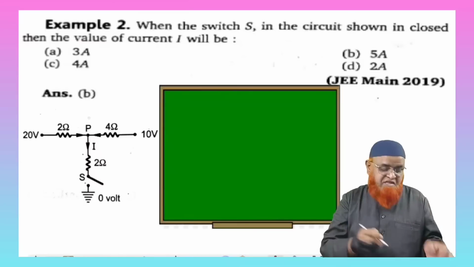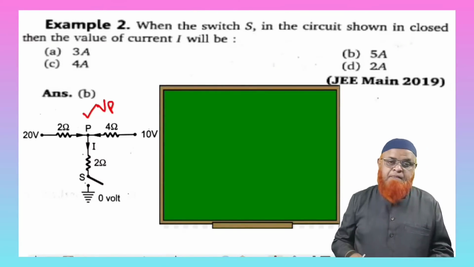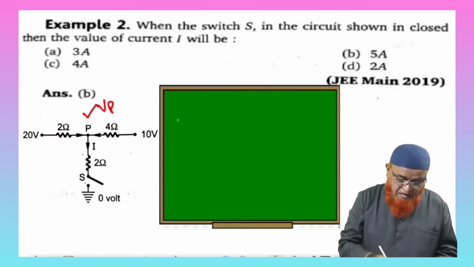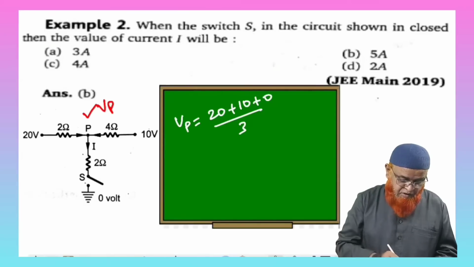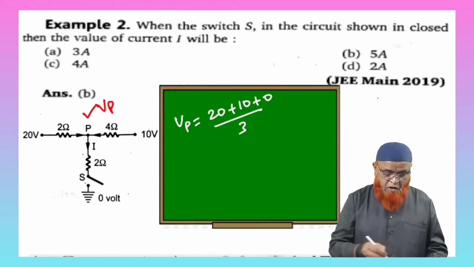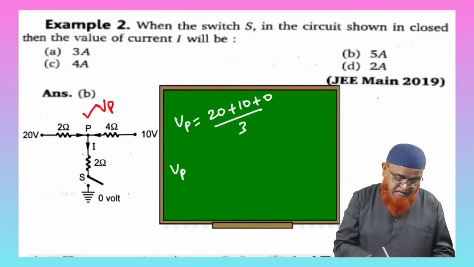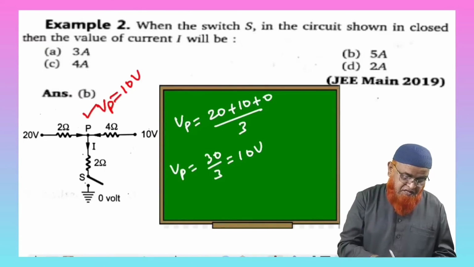First thing is, in a simple shortcut method, you have to find out what is the potential at P. That means you have to find out Vp. The simple shortcut method to find Vp is, you can just write Vp is equal to (20 plus 10 plus 0) by 3, because here he has given 0 as the voltage. In all the three places, you have to find the average of all the three voltages. That means you will get Vp as 30 by 3, which is going to be 10 volts. So we got Vp as 10 volts.